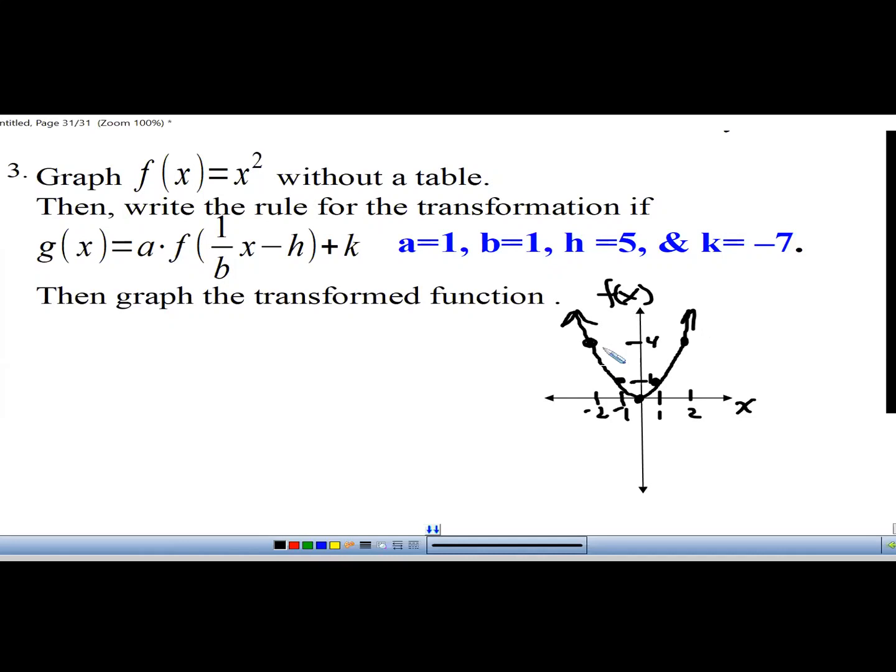Yeah, so now that we have that, guys, now they're asking us to write a rule for the transformation given. So check this out. They give us a general rule, g of x equals a times f of 1 over b, x minus h, plus k. Let's label whatever parameters they give us. A is 1, b is 1, h is 5, and k is negative 7.